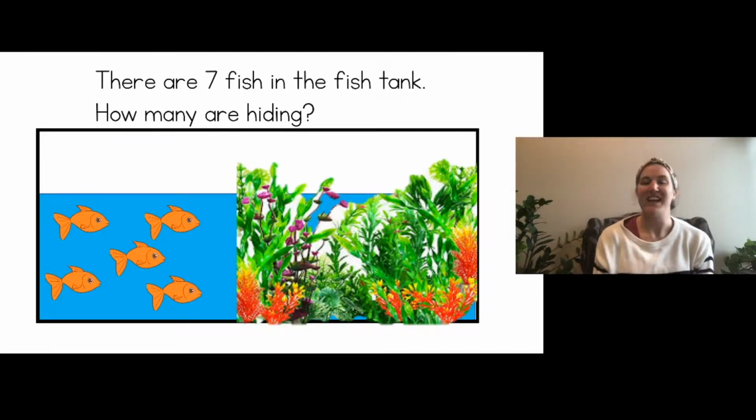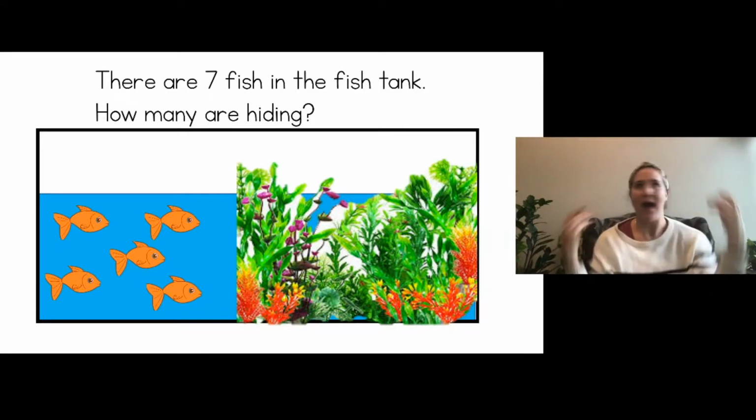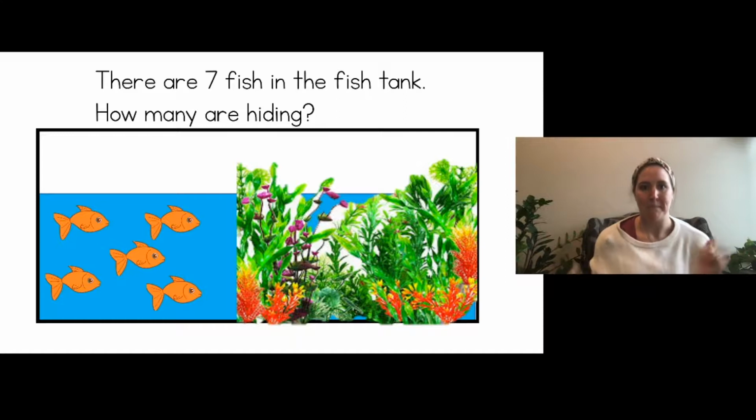Okay, I'll read it. There are 7 fish in the fish tank. How many are hiding? Okay, so let's think. How many fish do we need to have in the fish tank? Yeah, 7 fish in the fish tank. But how many do we see right now? Let's count. Count with me. 1, 2, 3, 4, 5. So there are 5 fish in the fish tank right now.